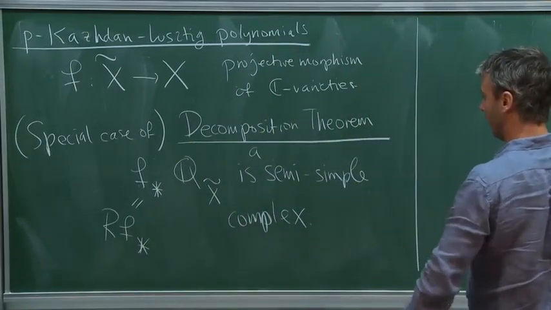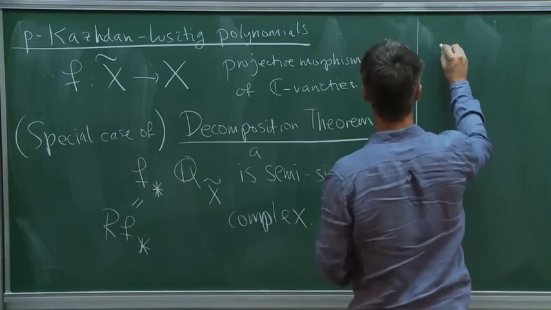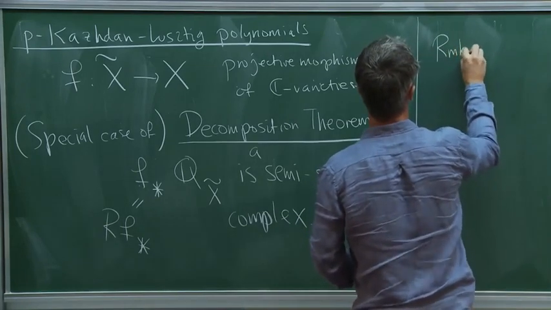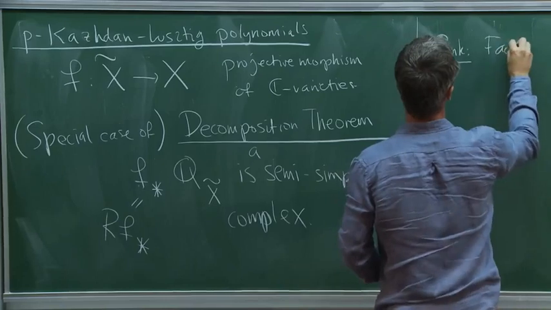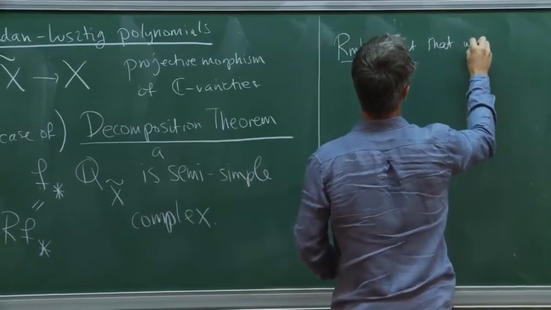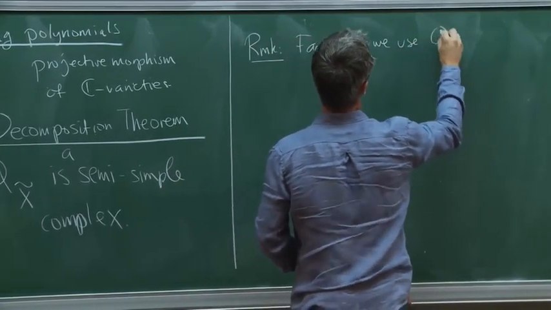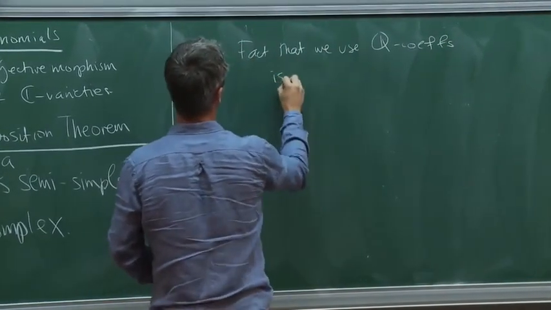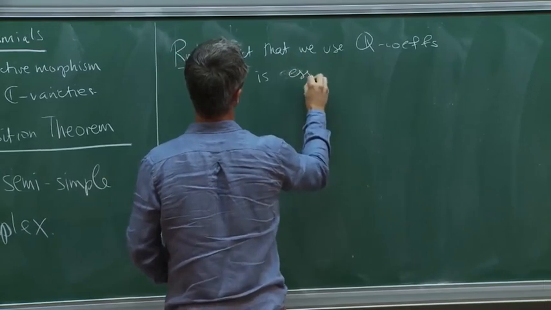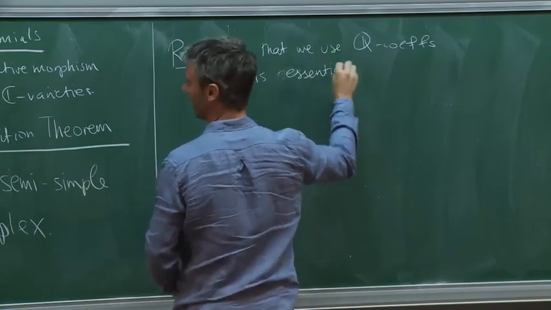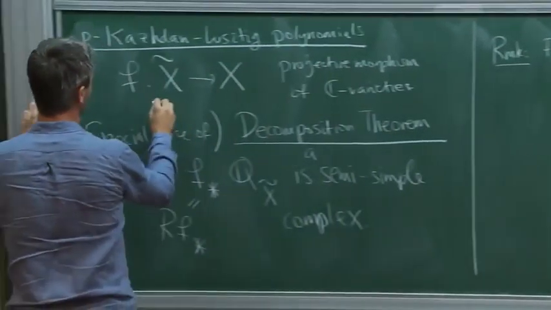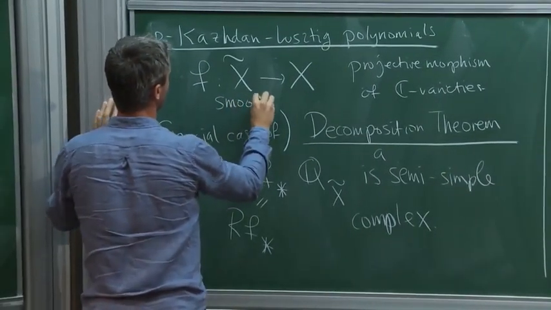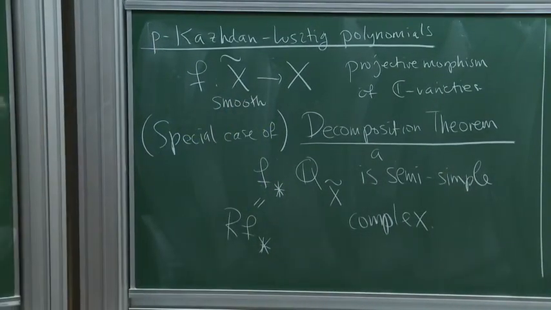A remark is that the fact that we use Q coefficients is essential. Of course X tilde is non-singular. Yes, this is smooth. X can have singularities.